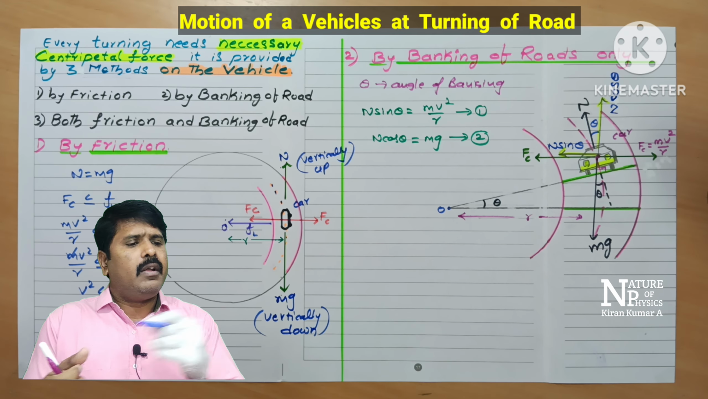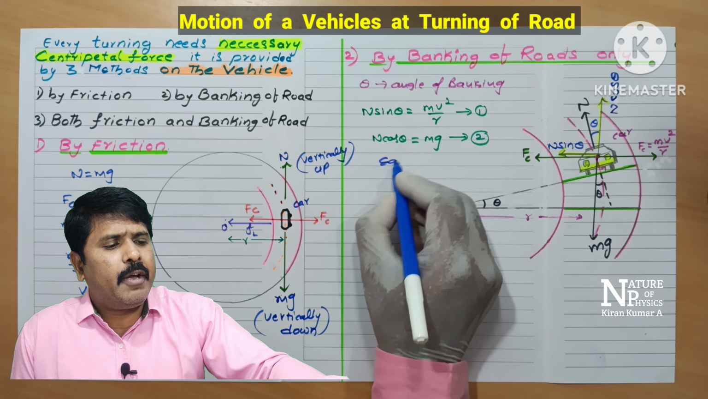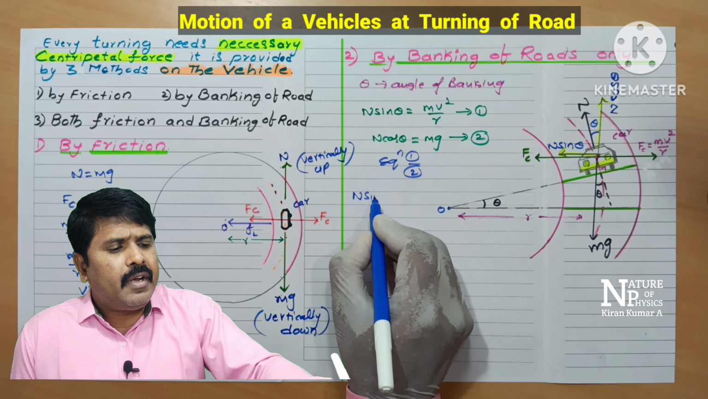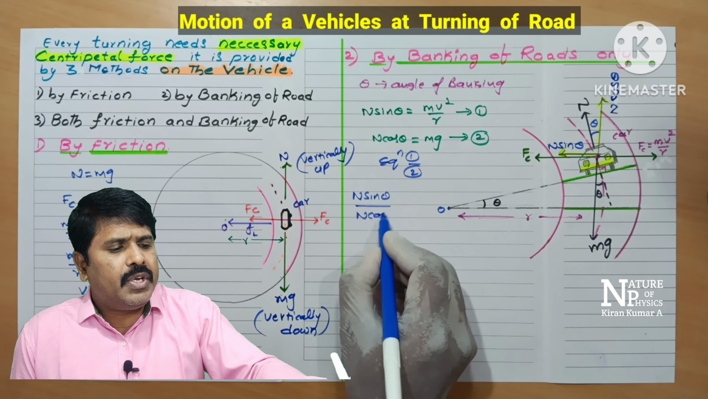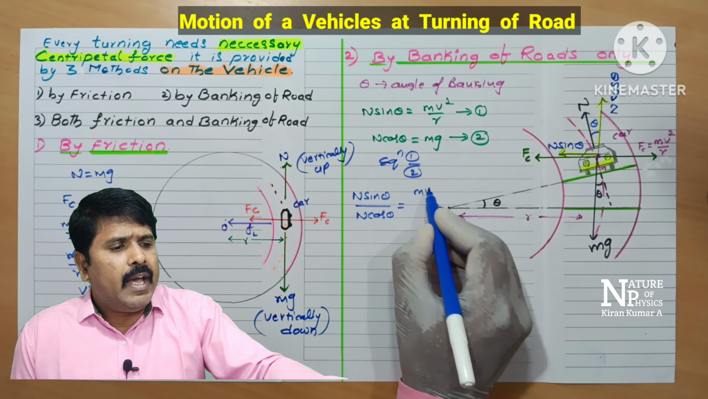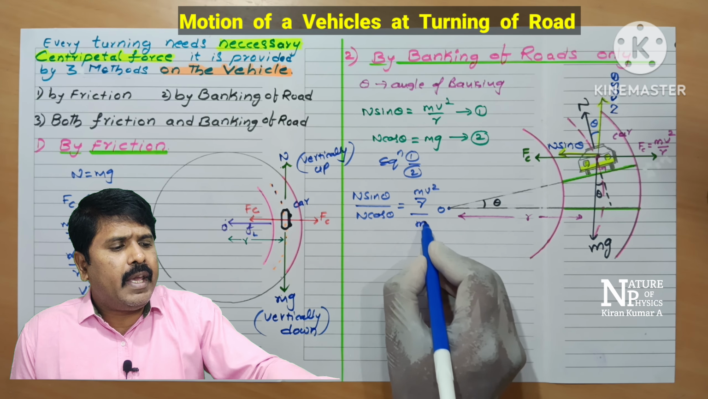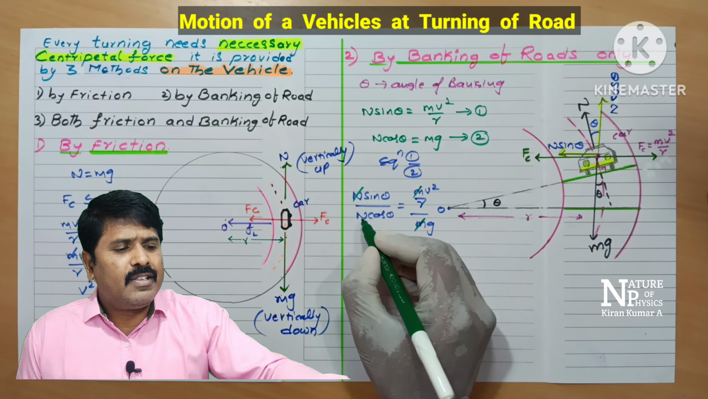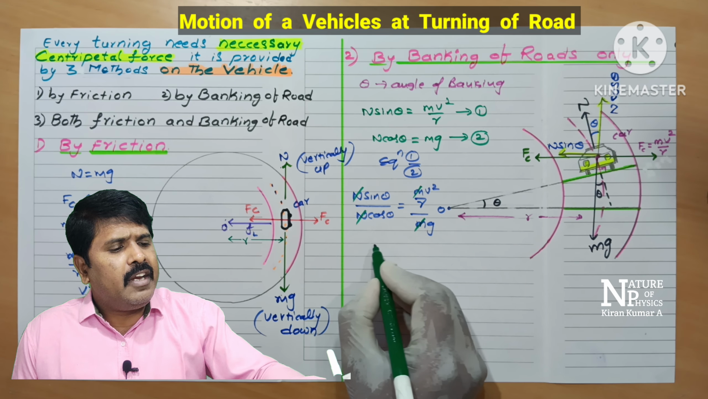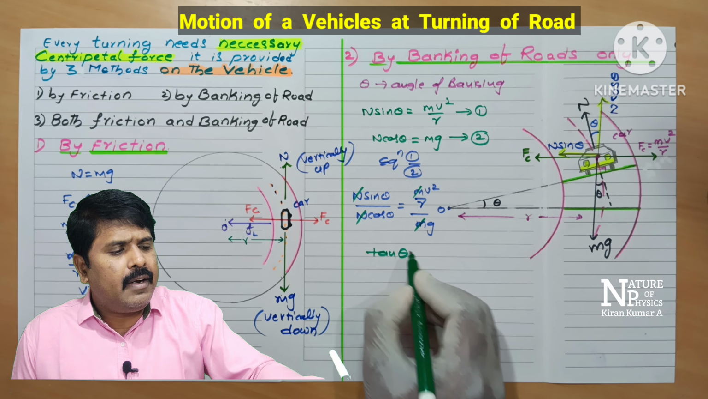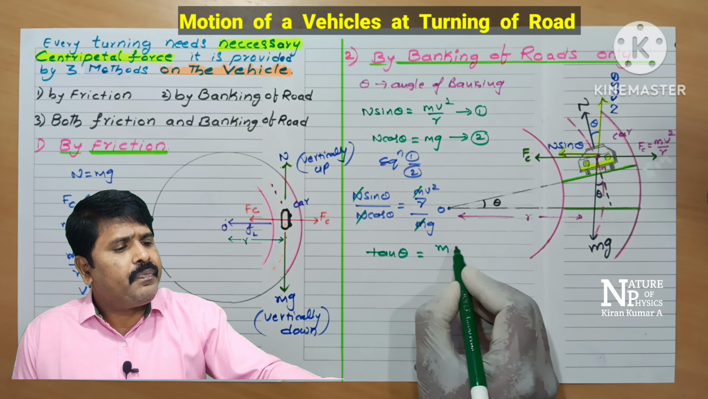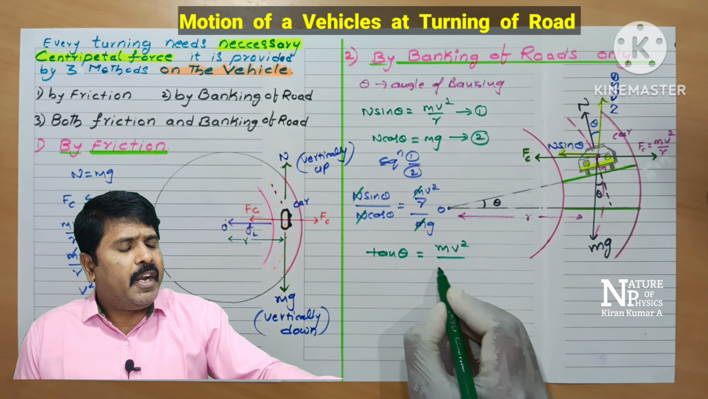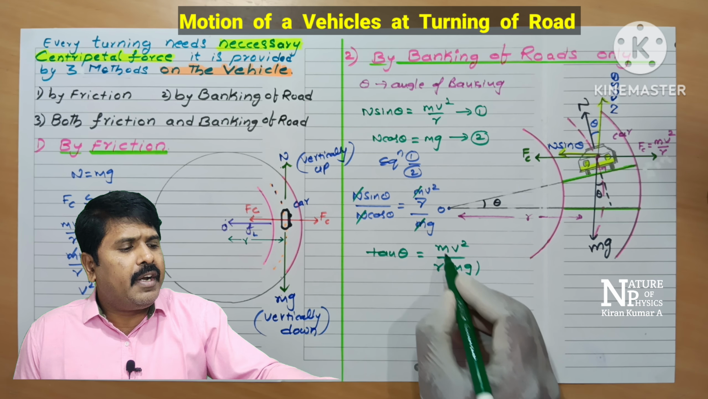Continuing to the next step, equation 1 divided by equation 2: N sin theta divided by N cos theta is equal to mv square by r divided by mg. In this equation, m gets cancelled and N also gets cancelled. So sin theta by cos theta is tan theta, which is equal to mv square divided by r into mg.